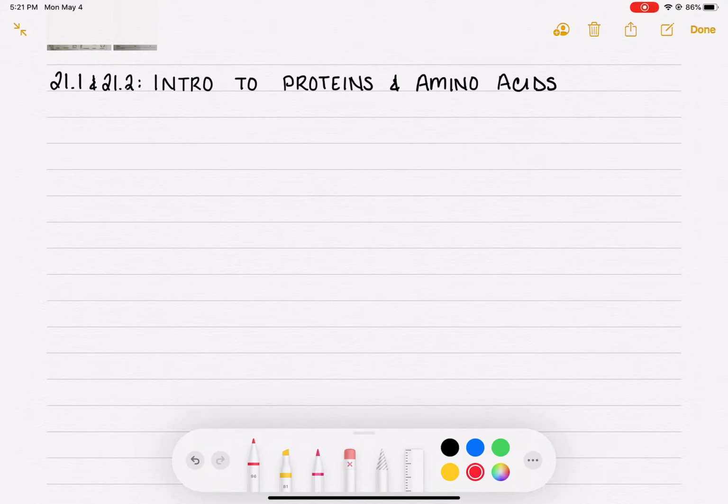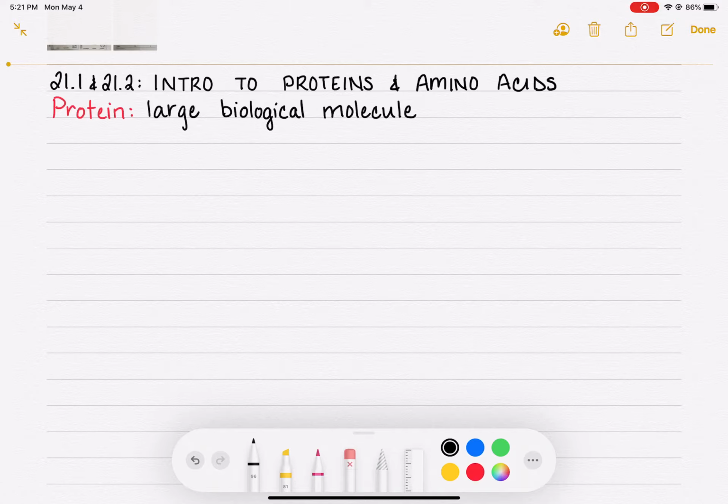In chapter 21, we are going to study proteins and amino acids. And we're just going to start with definitions of proteins and amino acids. Protein is a very large biological molecule. And just as a reminder of what it means to be a biological molecule, it means that it is synthesized in the body, or it has some sort of purpose inside the body, or both.